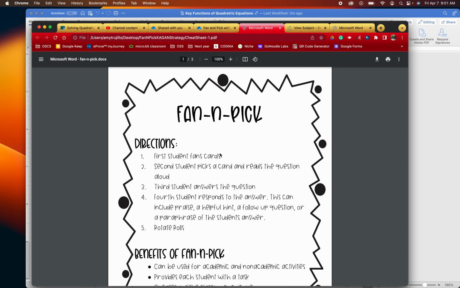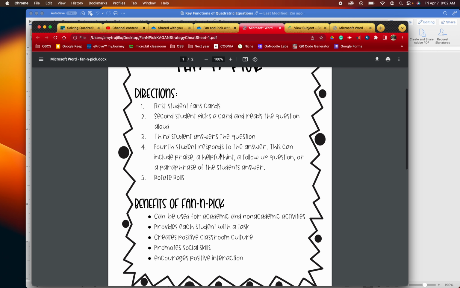First person fans a card. Second person picks a card, reads it out loud. Third person answers the question. Fourth person responds. Then it switches. Now the second person becomes the one who fans a card. Then they read. Then they respond. And they follow up. And they rotate.